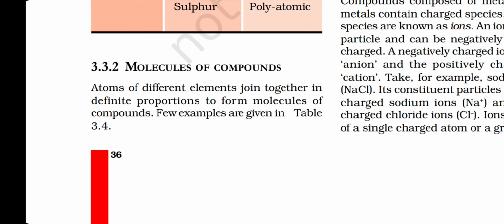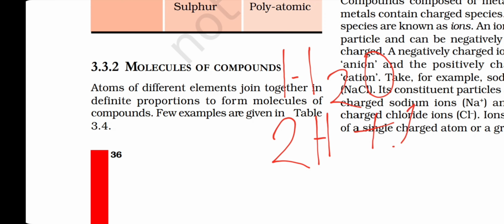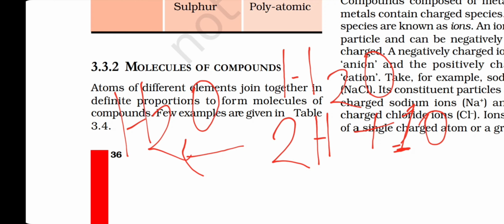Atoms of different elements join together in a definite proportion to form a molecule of the compound. Okay, atoms of different elements. Suppose I take the example of water. Water is composed of 2 atoms of hydrogen and 1 atom of oxygen. Its proportion is always the same, so they have to be joined in a definite proportion to form the molecule of water. Okay, so this is all about the molecules of compound.